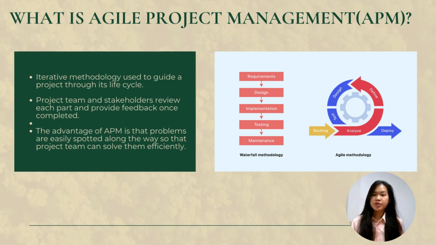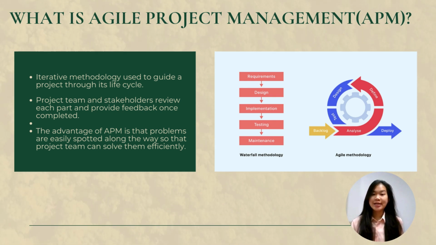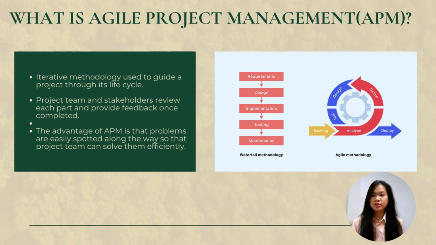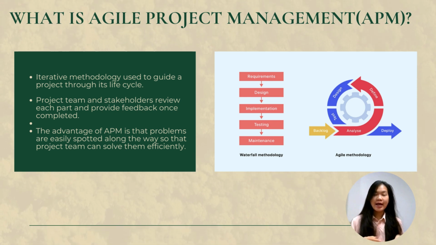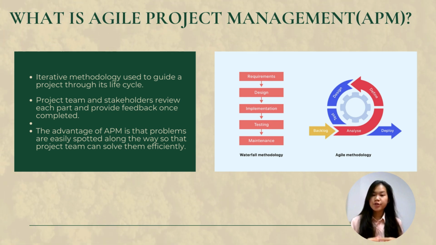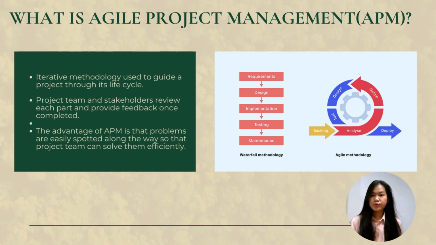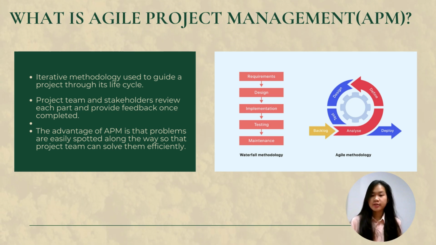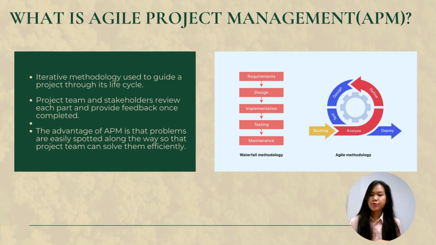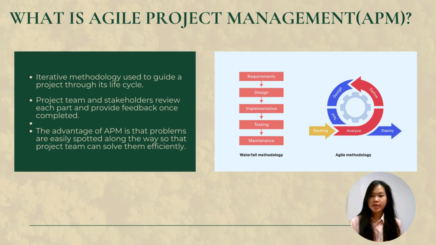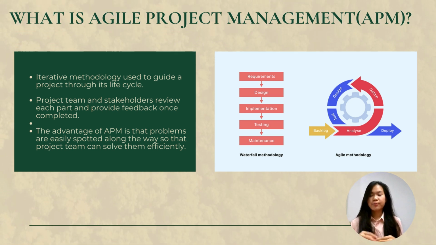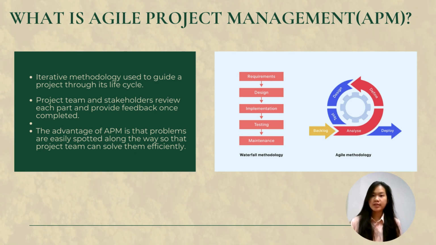As I've mentioned just now, Agile project management is an iterative methodology that is used to guide a project throughout its life cycle. Once an iteration is completed, the project team and stakeholders will review the part and provide feedback. The advantage of Agile project management, also known as APM, is that problems are easily spotted along the way so that the project team can solve them efficiently.